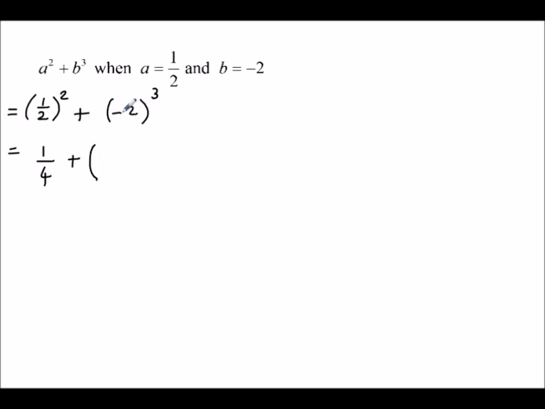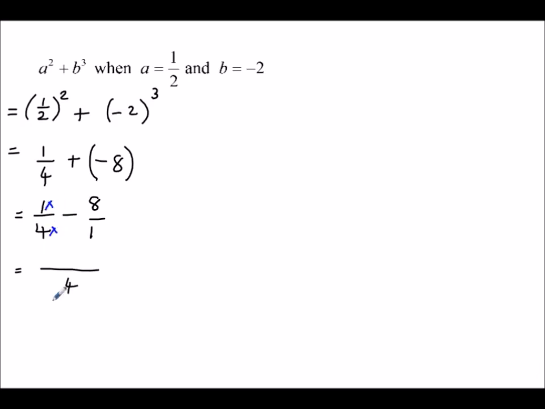1 squared is 1. 2 squared is 4. Plus negative 2 cubed. A negative to an odd power is negative. 2 cubed is 8. 2 times 2 times 2 is 8. So now I have a quarter. A positive times a negative is negative. 8 over 1. Everything to fraction form. Now I'm subtracting fractions. Common denominator is 4.